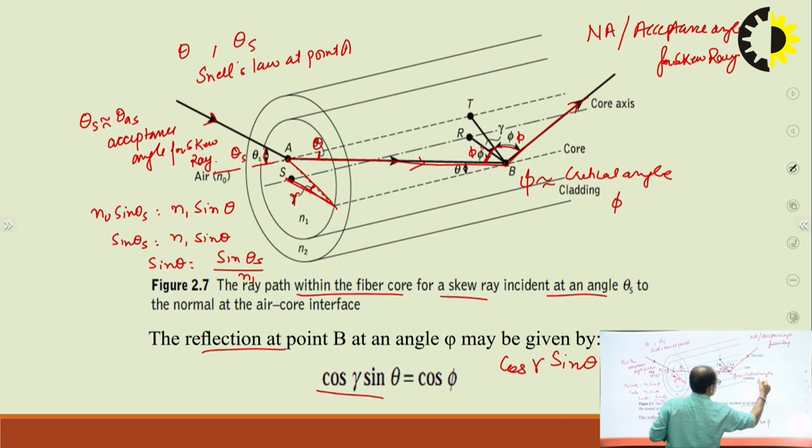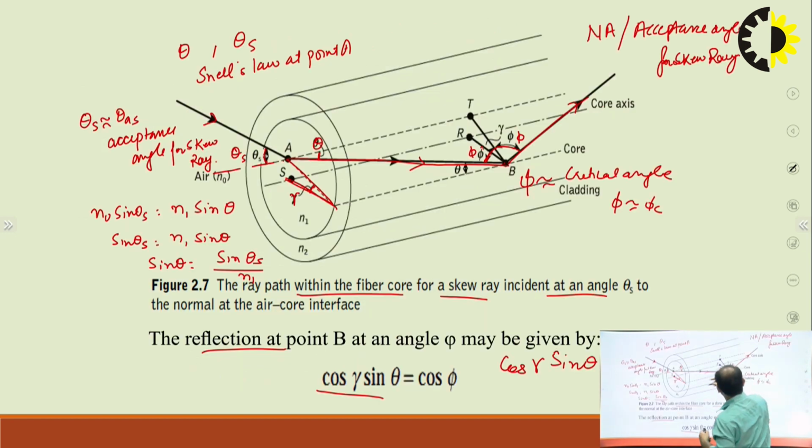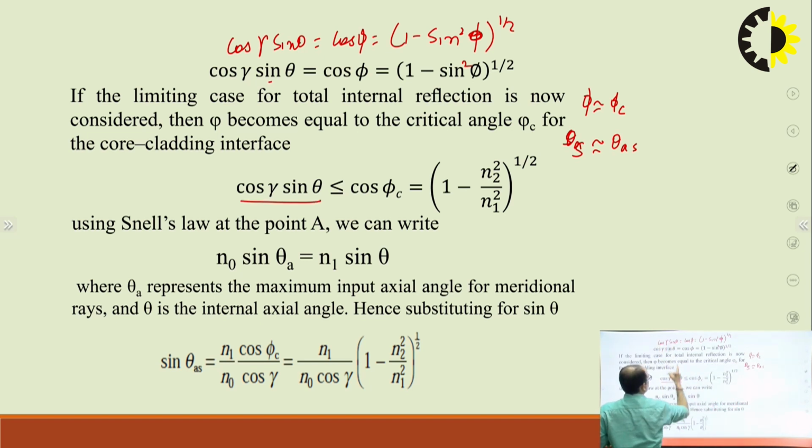So this phi can also be written as phi c. For the limiting case, you will see here that phi becomes equal to phi c, and theta s will become equal to theta as, the acceptance angle for the skew ray. Now just put this here: cos gamma into sin theta equal to cos phi c.